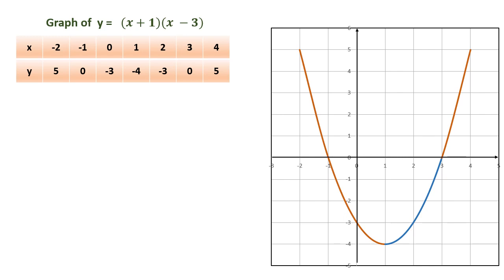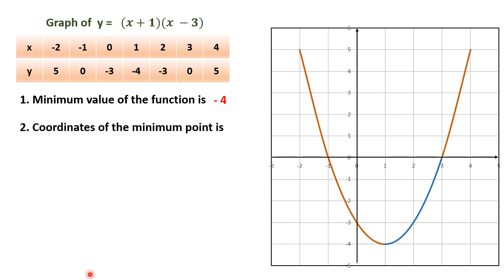Let's answer the questions using the graph. Question number 1. Minimum value of the function. The minimum value of the function is here, minus 4. Therefore, the minimum value of the function is minus 4. Question number 2. Coordinates of the minimum point. Here the x-axis shows 1. The y-axis value shows minus 4. Therefore, the coordinate of the minimum point is 1, minus 4.